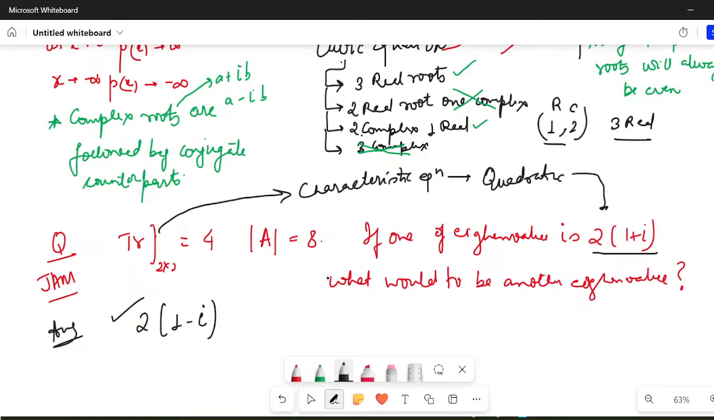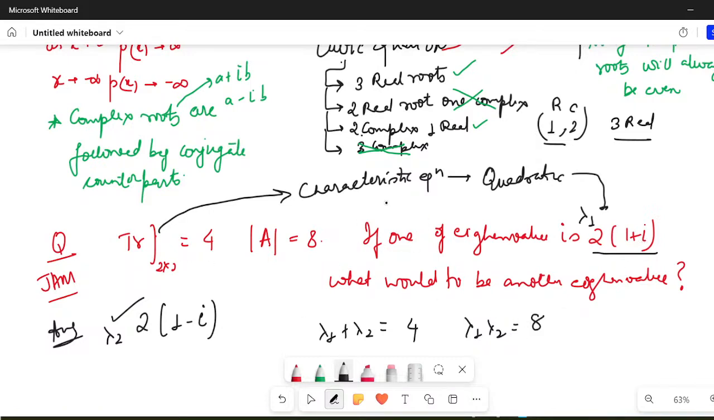Now you can verify on your own also, that if this is your lambda 1 and let's say this is your lambda 2, what would be lambda 1 plus lambda 2? The trace of a matrix is given by the sum of the eigenvalues. Clearly it is equal to 4. What is lambda 1 into lambda 2? Clearly you can see this would be 2, 1 minus iota, 1 plus iota, 1 minus iota squared, 1, so it would be, I think, 8. It is quite easy to see.